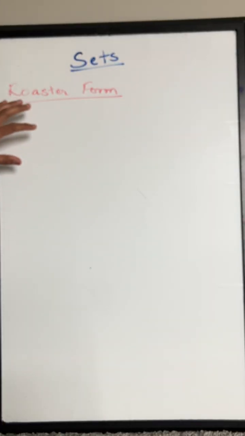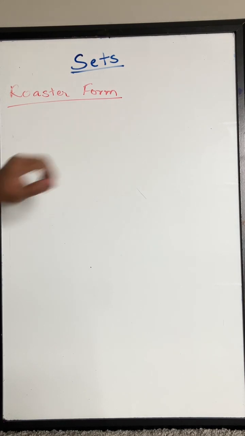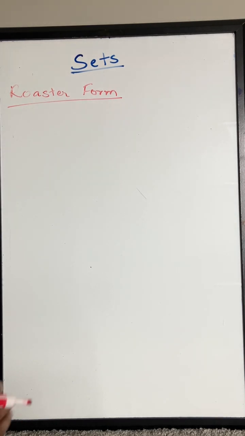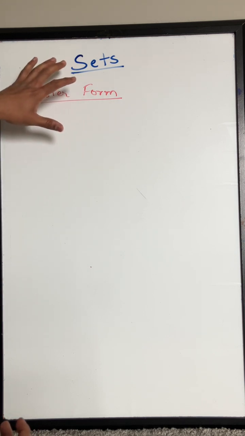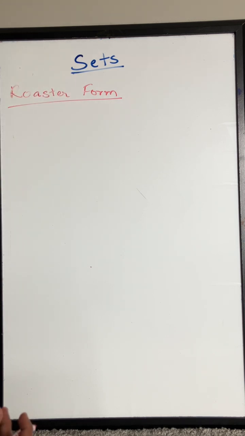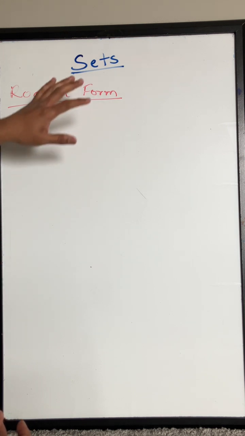Now we will learn about roster form. We already learned how to write a set. It's a collection of elements. Remember all these words like set, collection, well defined, element, curly brackets. These are all the terms we use in this chapter. It's like a vocabulary of sets.